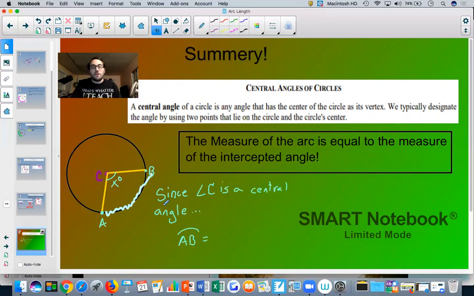The measure of the arc is equal to the measure of the central angle. So since angle C is a central angle, and we're saying that it's x degrees, it could be any number, right? It could be 180, it could be 20, it could be 19, it could be 15.4, it could be 359.99, it doesn't really matter. If it is a central angle, then the arc equals the angle. So then the measure of arc AB is equal to whatever that number is.